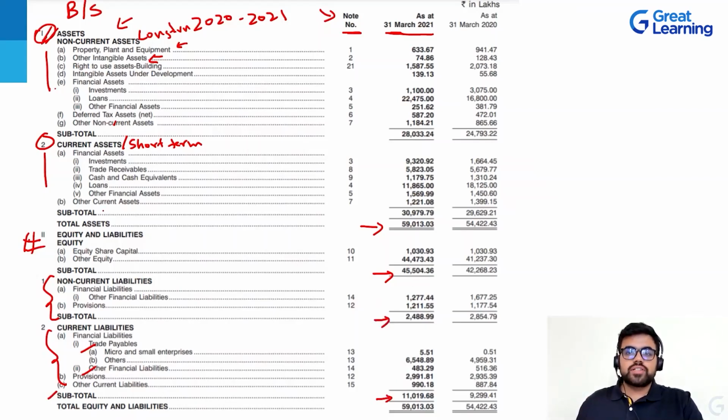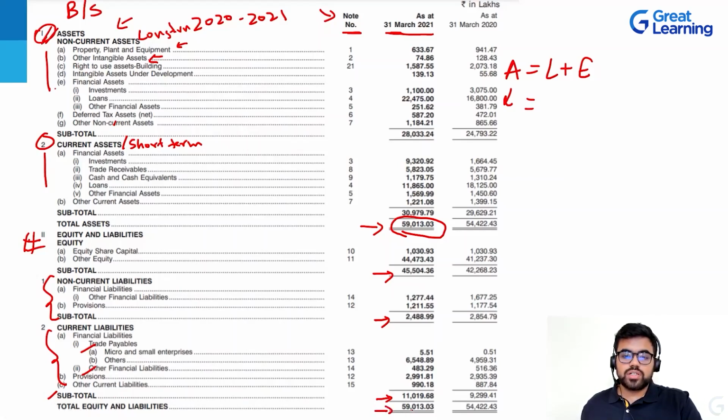Now we have previously discussed our accounting equation, which states that assets equal liabilities plus equity. So the asset part of it, that is total assets, 59,013 lakh rupees, should be equal to total liabilities plus equity. This balance sheet has already done it for us. So total equity and liability, as we can see, is 59,013, which matches the total assets, which says that the balance sheet is already balanced and it is accurate.